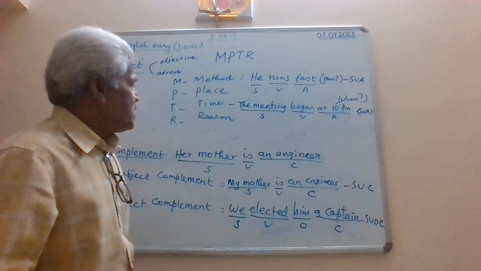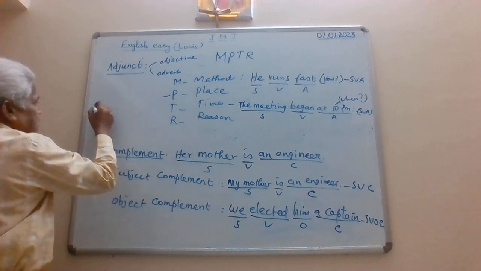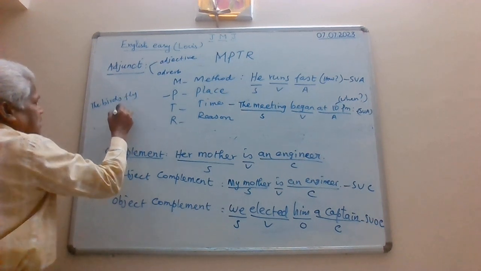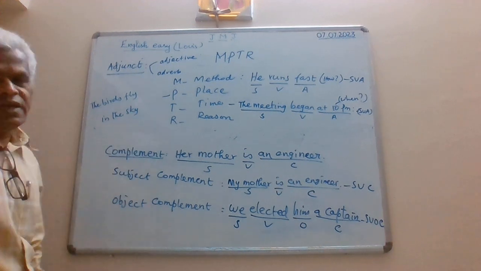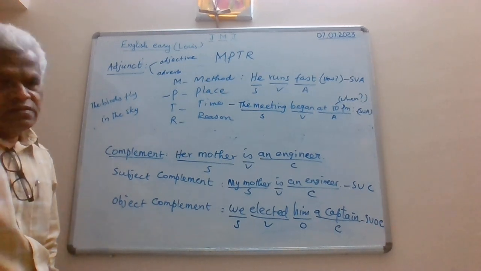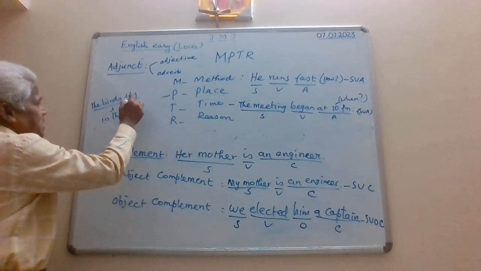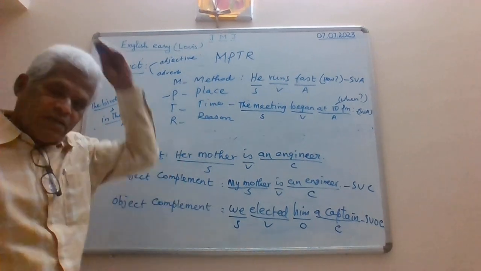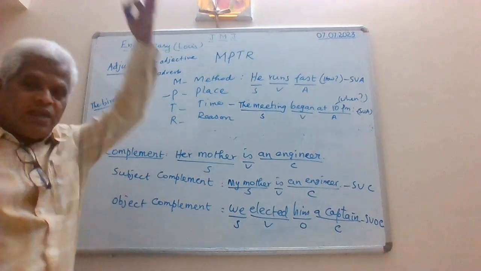And then place. There is no space here, so let me write it here. The birds fly in the sky. Now in the sky is not your object here. See, the birds subject, fly is your verb, in the sky is your adjunct. Where do the birds fly? In the sky there. Or you can say very high. The birds fly very high.